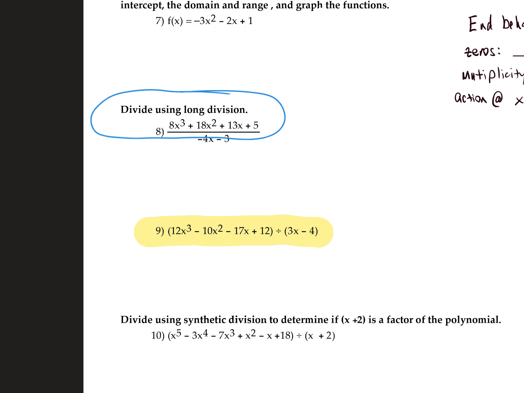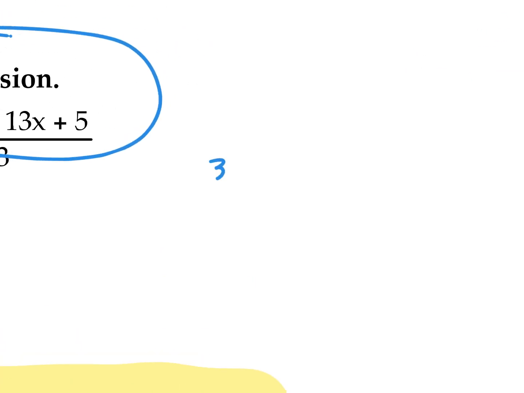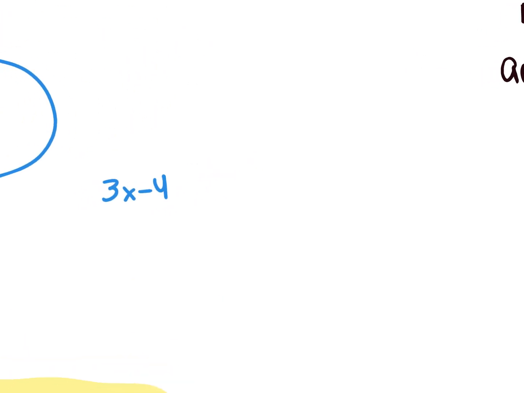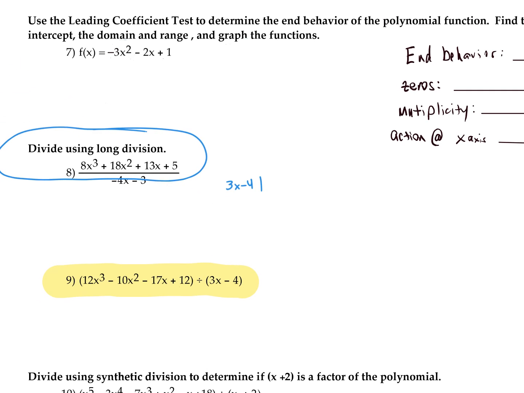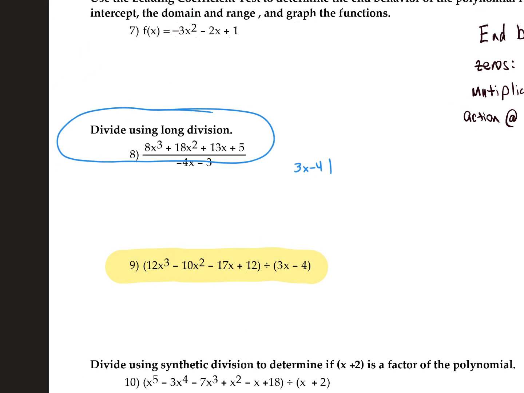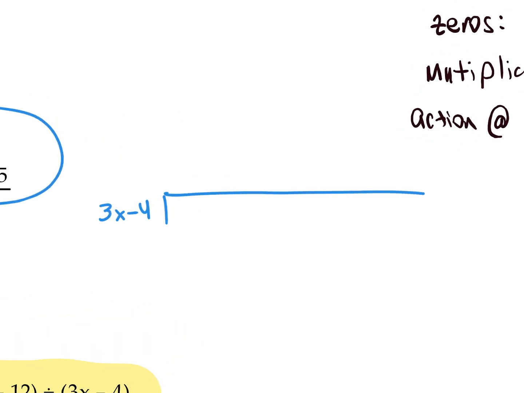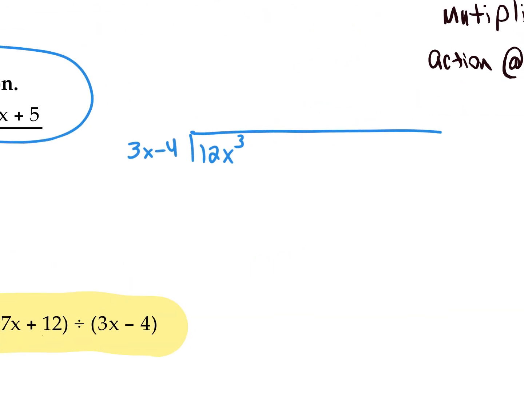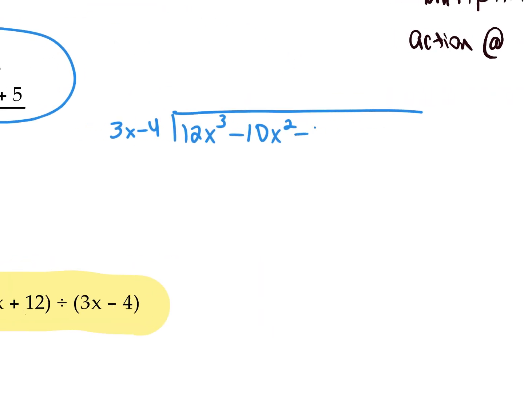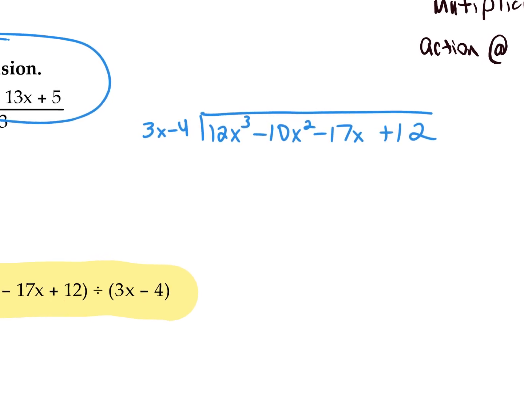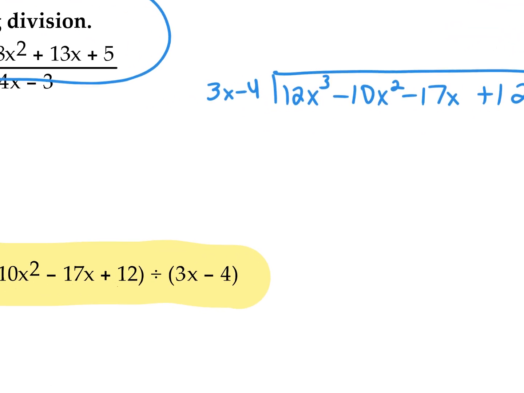3x minus 4 is going to go on the outside, correct? 3x minus 4. I'm doing the highlighted one. And then I have 12x cubed minus 10x squared minus 17x plus 12. You're welcome to use my color pencils. Try to be as organized as possible.